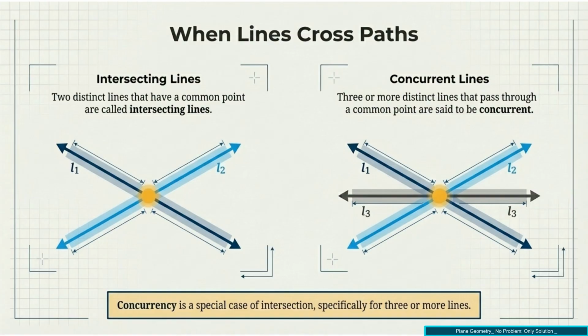Now, what will happen when lines intersect each other? Well, here is the answer. When lines cross paths, two distinct lines that share a common point are called intersecting lines. Also, concurrent lines are three or more distinct lines that pass through a common point. Concurrency is a special case of intersection for three or more lines.